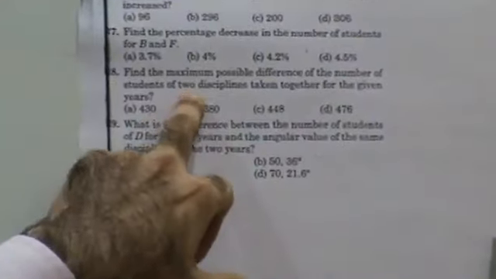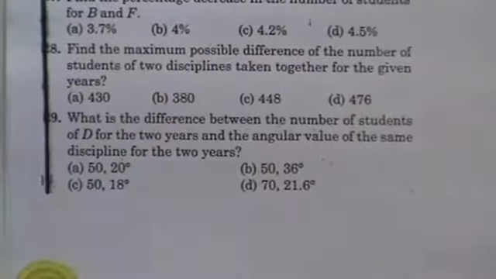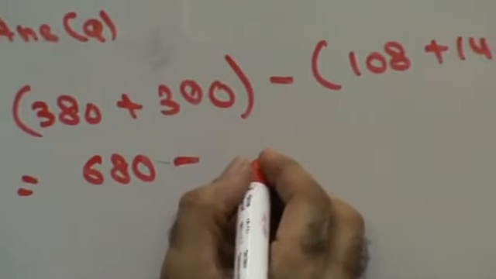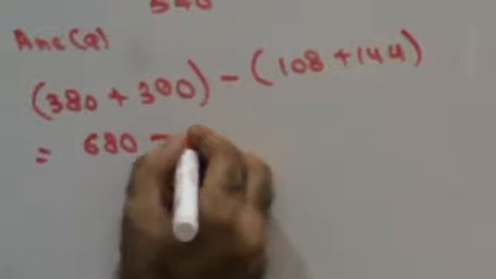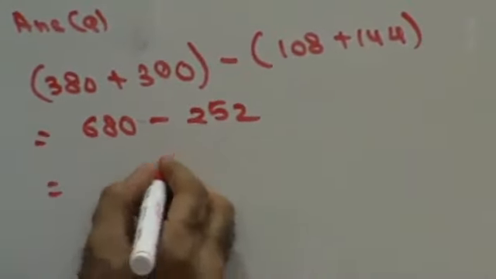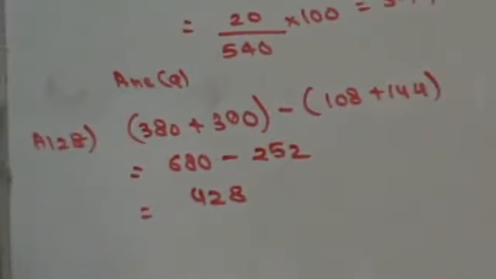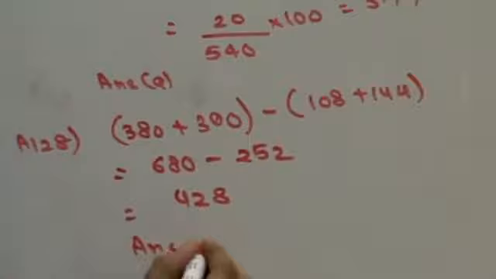Why am I doing this, guys? You will have the maximum possible difference when you take the difference between the highest and the lowest. Between the number of students in any two disciplines taken together, you have to take two classes together. That is the reason why I'm adding two numbers. So this is 680 minus 252, which is 428. The closest answer to that is 430. So the answer is B. Next, question 129.